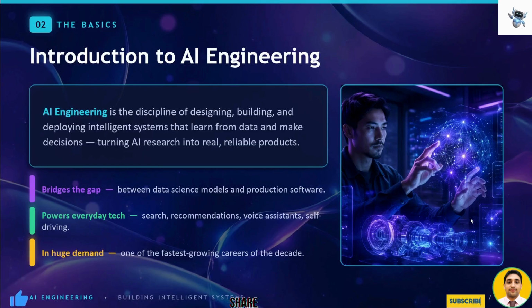This role essentially bridges the gap between data science models, which are often experimental and research focused, and production software, which needs to be fast, stable, and scalable. AI engineering is what powers the everyday technology we use without even realizing it. When you search something on Google, when Netflix recommends a show, when your phone's voice assistant understands your command, or when a self-driving car makes a split-second decision, all of this is powered by AI systems built by AI engineers.